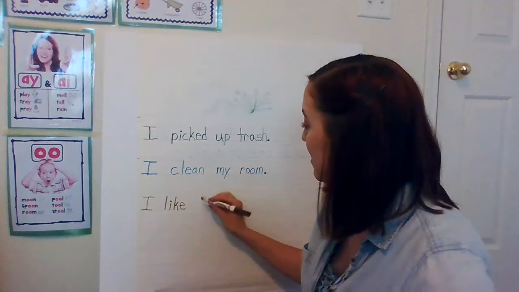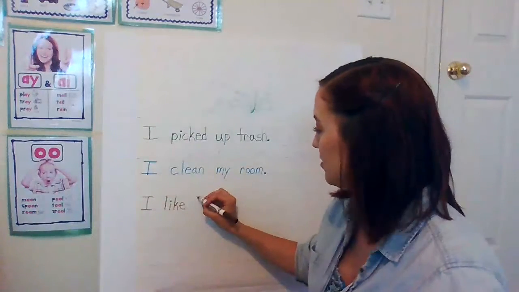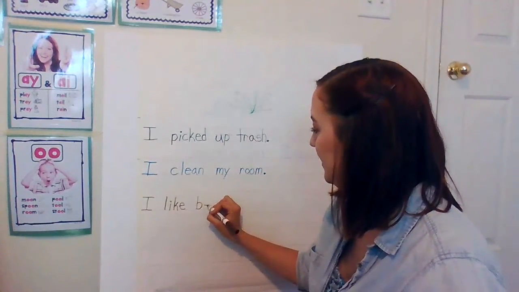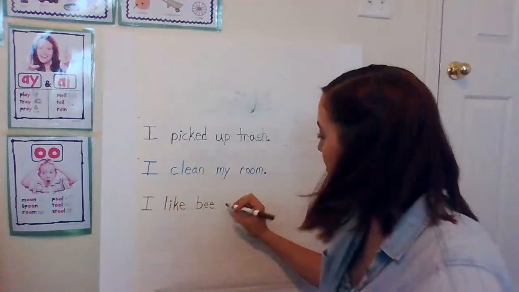I like beetles. Now I can take the word beetles from the book, and then I can also use my best sounds to spell it. B-E, like the word bee that flies.